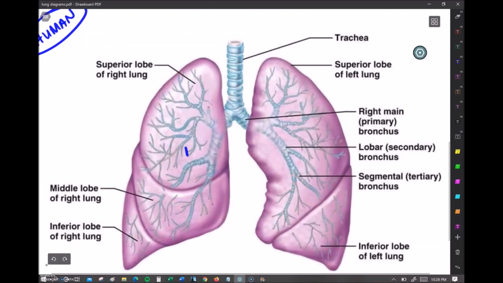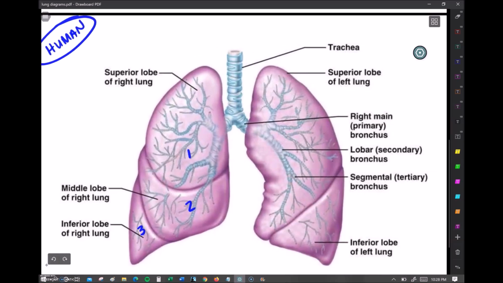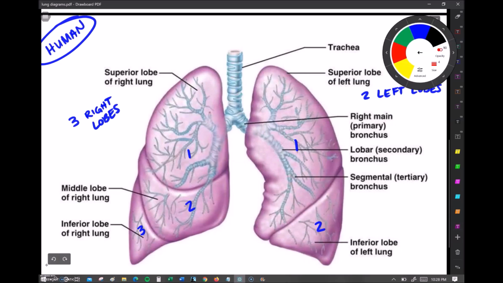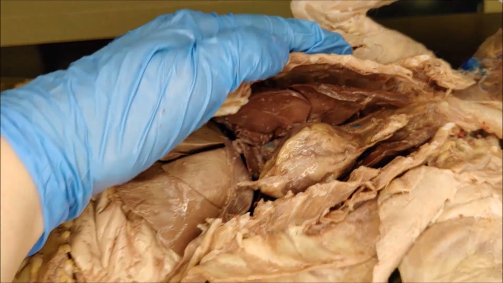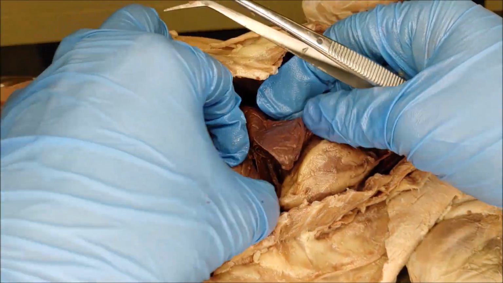Compare that to human lungs, where we have 3 lobes on the right and 2 lobes on the left. And then we also have that little notch on the left side, and that's because that is where our heart sits. So it leaves room for the heart. I tried to number it the best I could on this picture, but it wasn't the best picture. But you can see 4 on the right, 3 on the left for the cat.